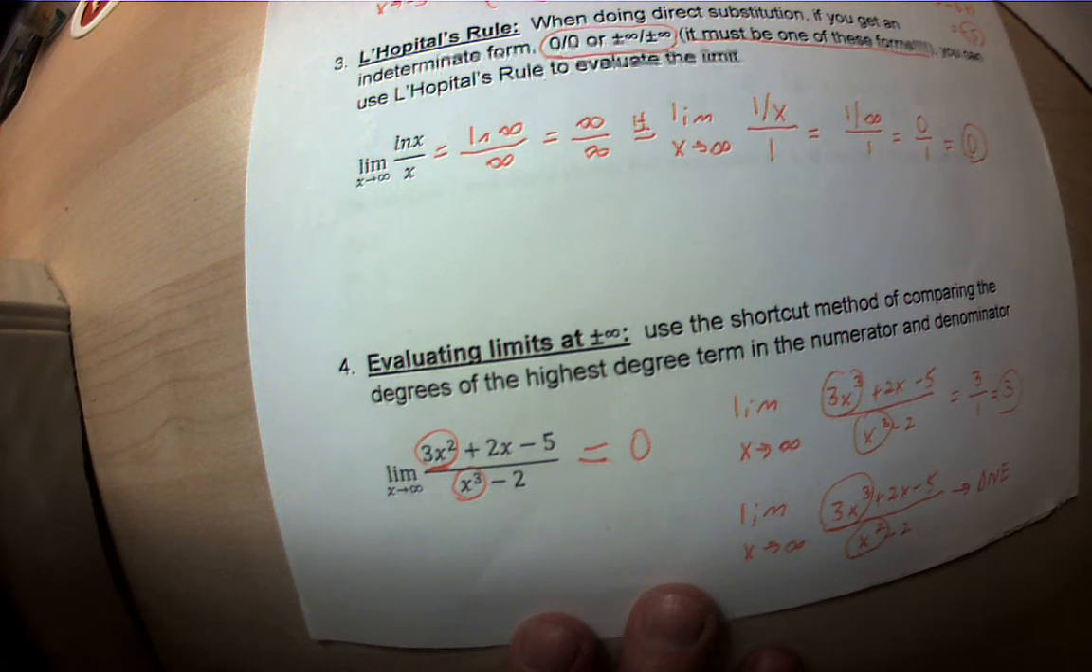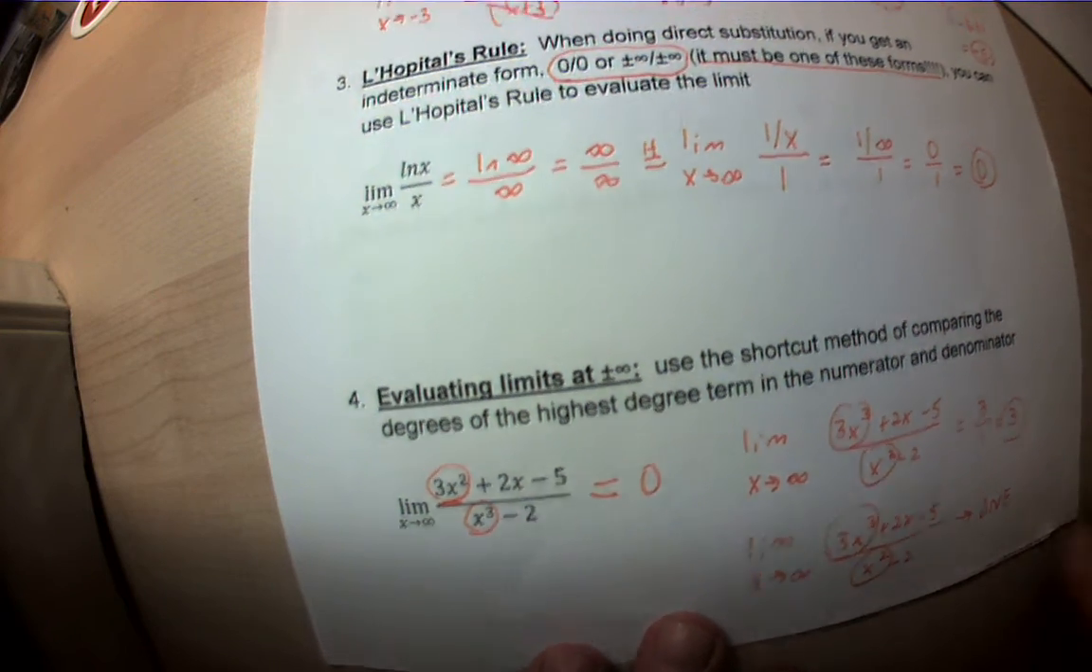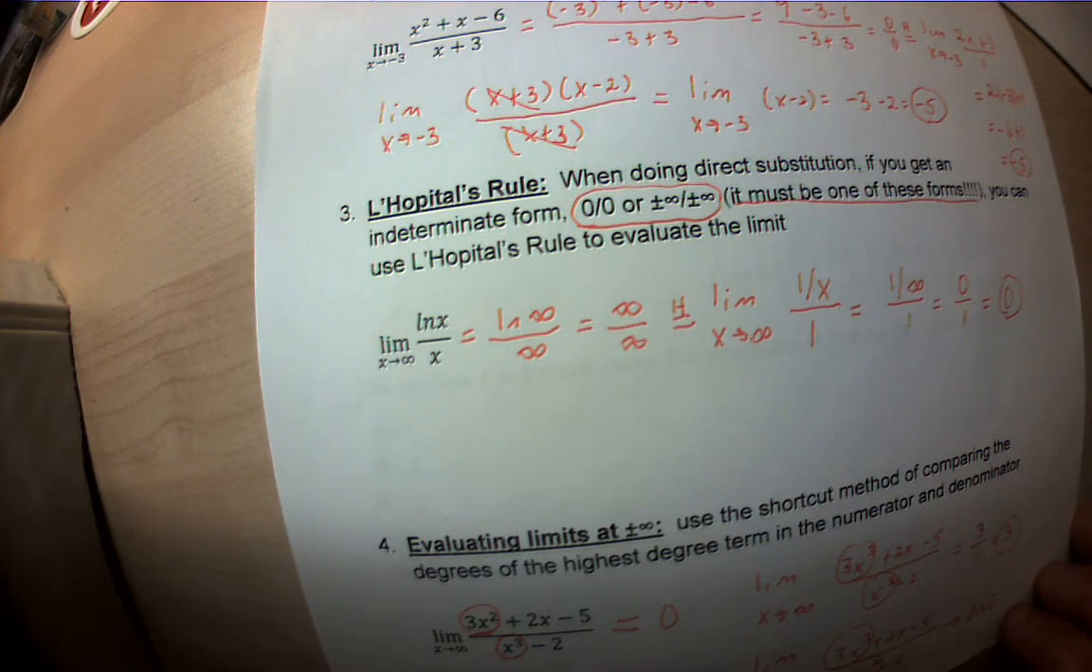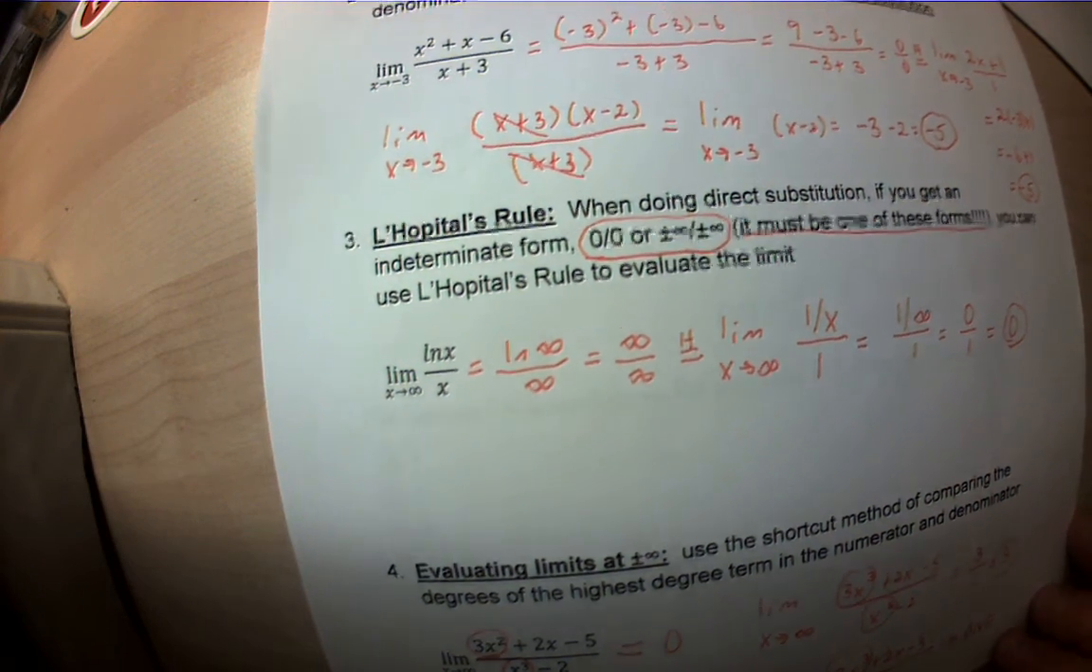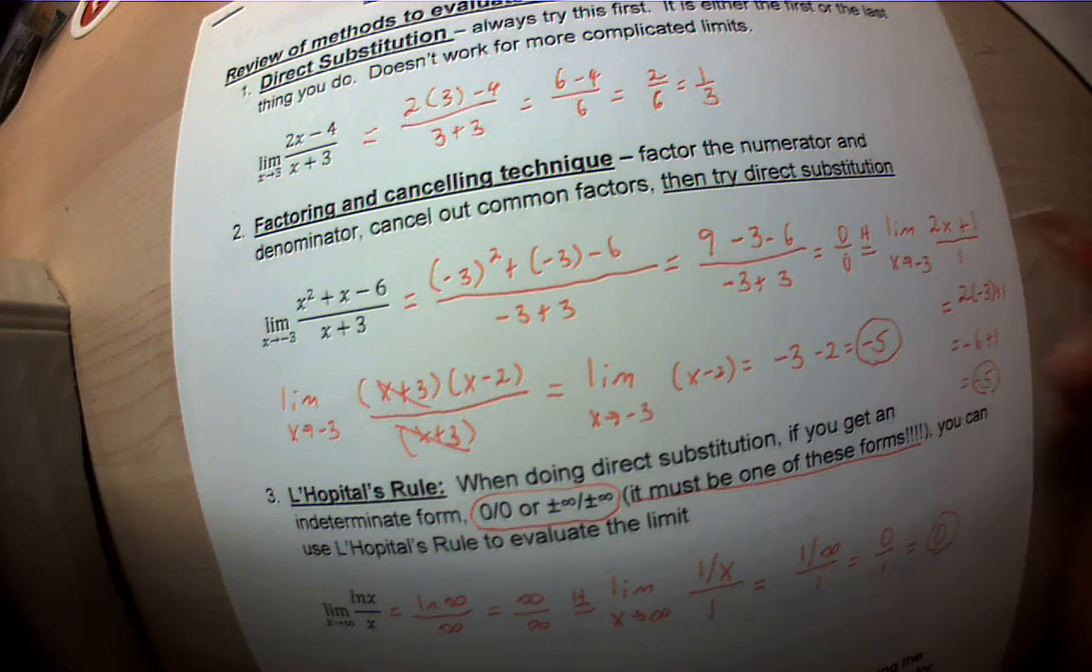So guys, that's just a little bit of a review of limits. There's a bunch of homework problems on it, but make sure you're very comfortable with limits, especially L'Hopital's rule and when you can use it. You can only use it when you get infinity over infinity, or like this problem up here before, you get 0 over 0.